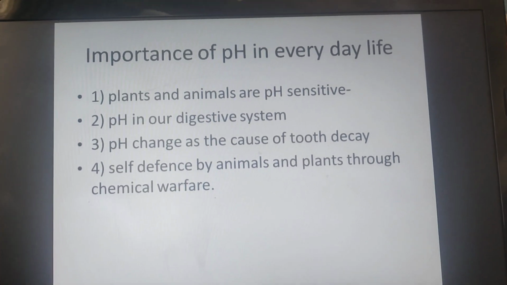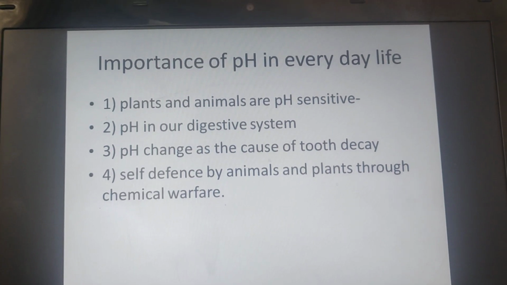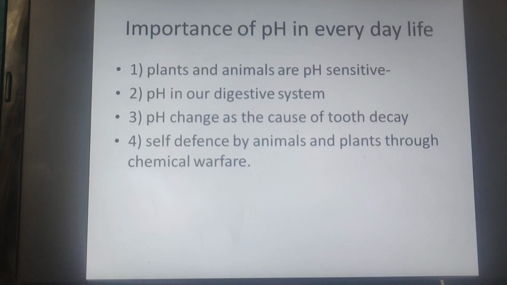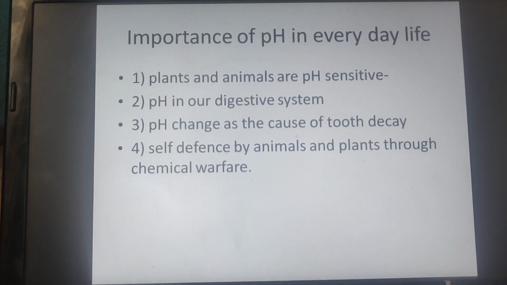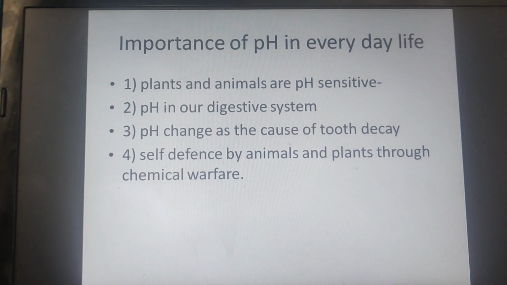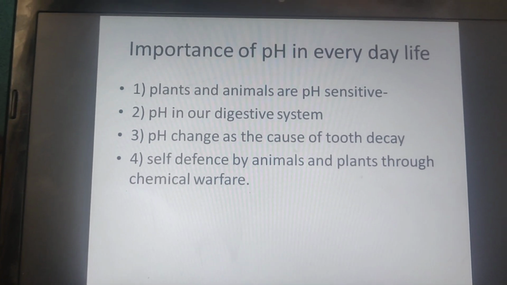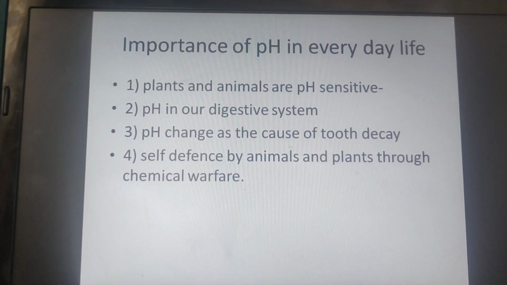So when this acid rain, children, flows into the river, it lowers the pH of the river water and kills most of the aquatic life. Therefore, it becomes very difficult for aquatic life to survive in such rivers. So plants and animals are pH sensitive.